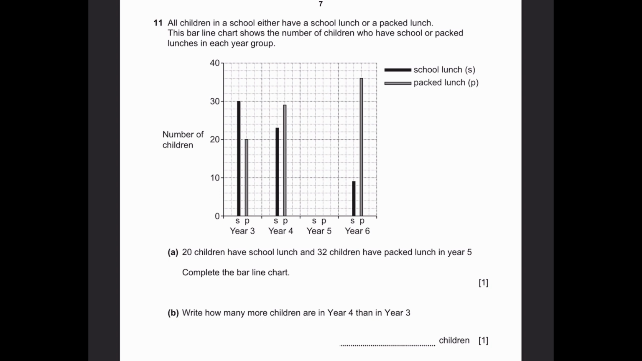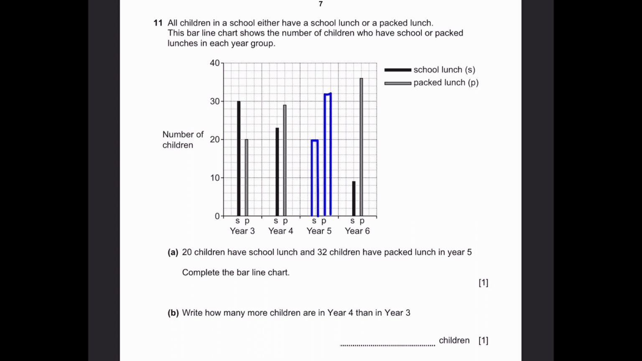Question 11. All children in the school either have school lunch or packed lunch. This bar line chart shows the number of children who have school or packed lunches in each year group. A. 20 children have school lunch and 32 have packed lunch in year 5. Complete the bar line chart. So 20 have school lunch, right? And that means we can draw a line, the 20, and just make that a bar like that, put it over here. And now for the packed lunch, it's 32. So you can bring that up a little to 32 right there.